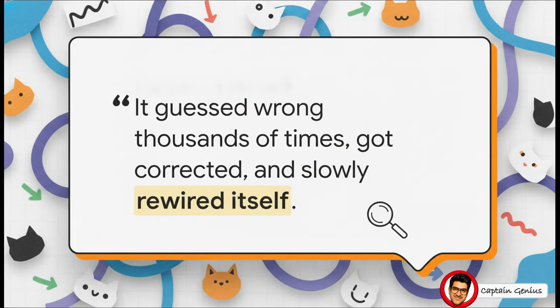So the crucial point is captured right here. This AI wasn't born knowing what a cat looks like. It guessed wrong thousands of times, got corrected every single time, and slowly rewired itself until it stopped making mistakes. That constant rewiring, that is the true essence of artificial intelligence learning. It isn't magic, it is simply trial, error, and relentless mathematical nudging.